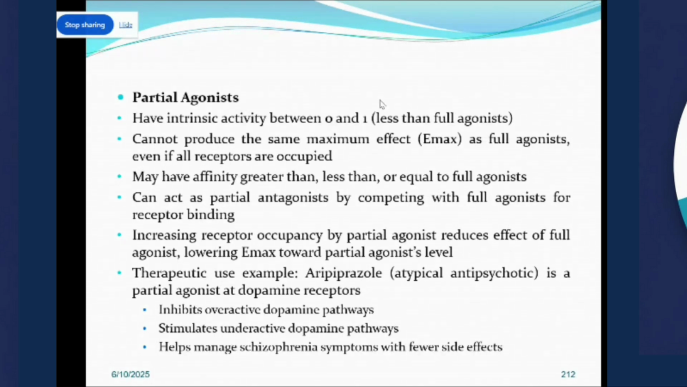And then we can go to bullet number 5. Increasing receptor occupancy by a partial agonist reduces the effect of a full agonist, lowering Emax toward the partial agonist's level. So to some extent, a partial agonist might actually reduce the effects of a full agonist. Therapeutic use, for example, is the drug aripiprazole. This is a real drug that we have given to patients who are, quote unquote, what we call mad.